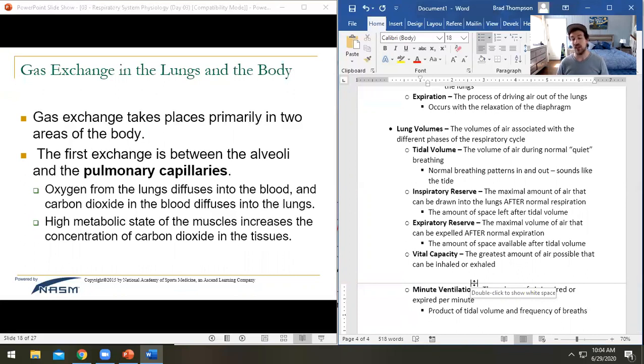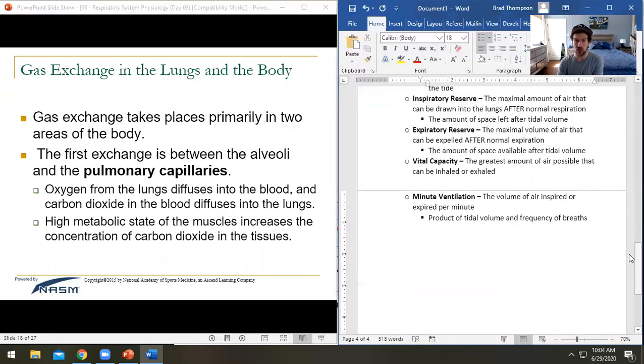So when we're talking about gas exchange, let's go back to the beginning and look again at gas exchange here. Gas exchange takes place in two places. It takes place between your alveoli in the lungs and your blood vessels, your pulmonary capillaries. And the other takes place in all of the rest of your body tissues, your systemic capillaries, all the capillaries throughout your body.